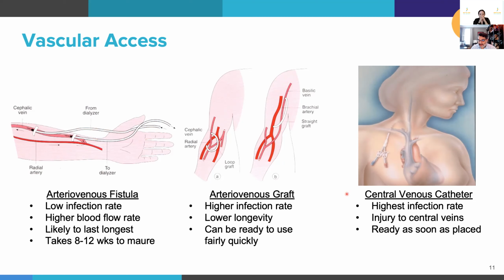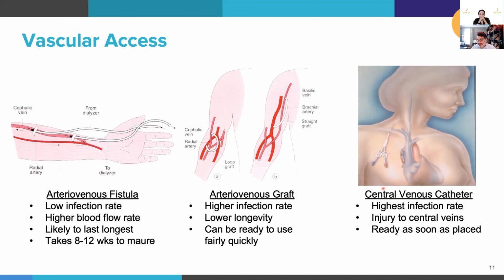Our least preferred way of doing this is with a central venous catheter. So this is what you may have seen a lot of patients who come out of the hospital have. This is a catheter that goes into the jugular vein, and then it's tunneled under the skin and has a little cuff that allows the little catheter to hang out and allows blood to be taken out from one side and put back in through the other. These can be used right away.